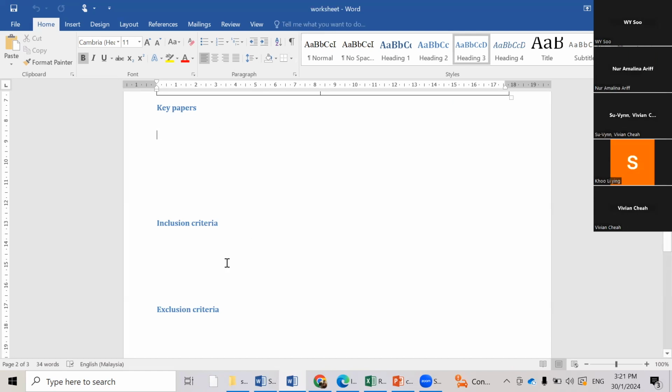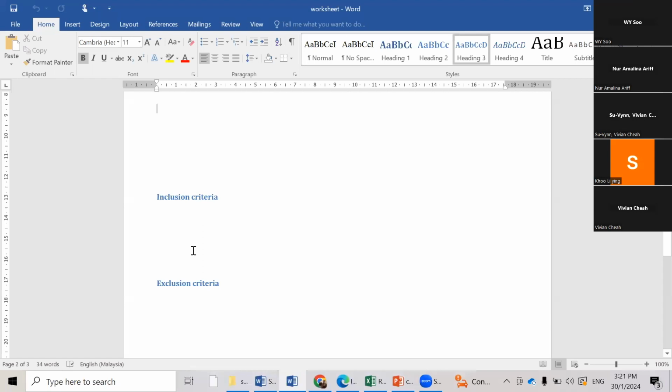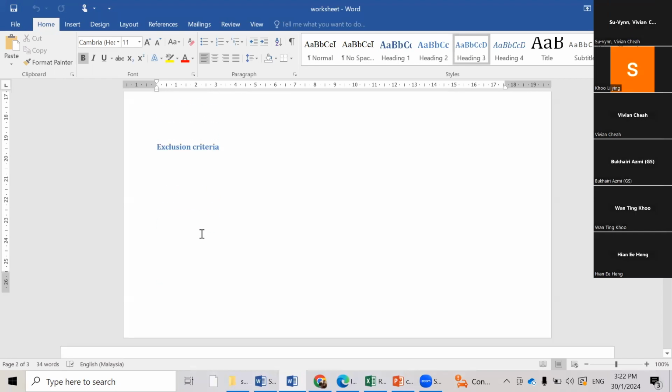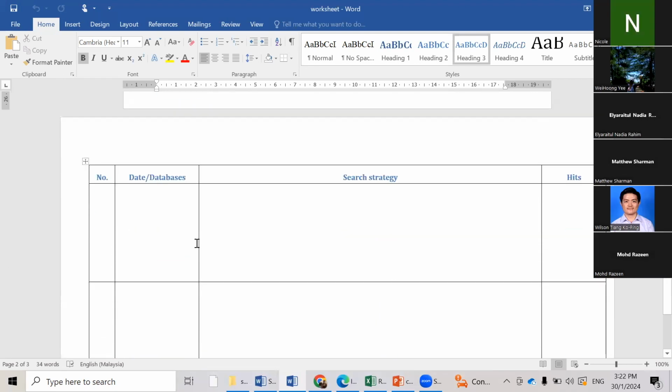And then inclusion criteria, exclusion criteria is very important because from these criteria that will actually decide your search later on. And then of course this is where you need to jot down your search strategy. Then when did you conduct the search, which databases that you actually use to search, and how many hits you got from each database.